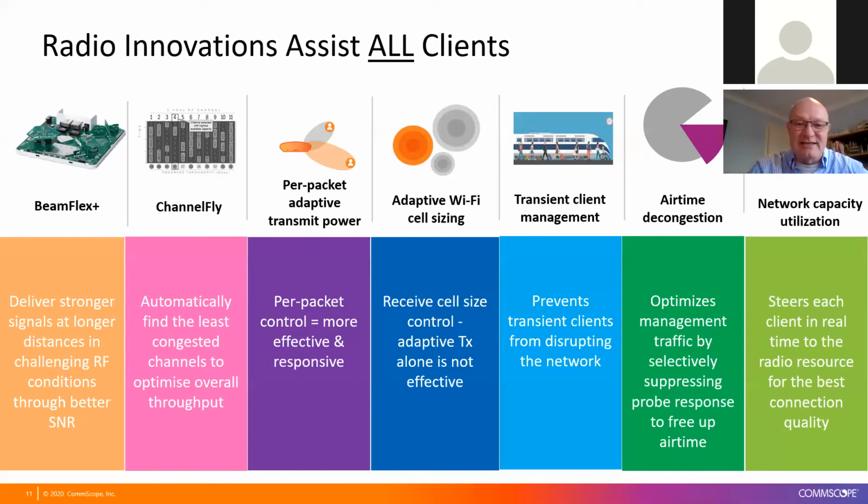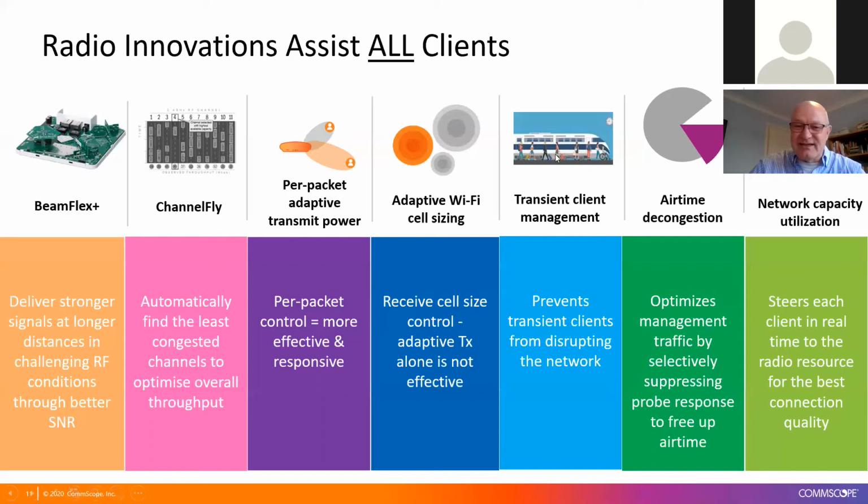We've also got per packet adaptive transmit power, so the ability to be more effective and responsive to clients as they move nearer or further from the access points. And also that knocks into adaptive Wi-Fi cell sizing. So the strongest interferer to an access point is generally another access point. So having access points being able to be aware of where each other are and be able to adjust their transmit and receive capabilities based on what's around them is a great way of avoiding interference. And again, therefore making the connectivity and the quality as good as possible for clients.